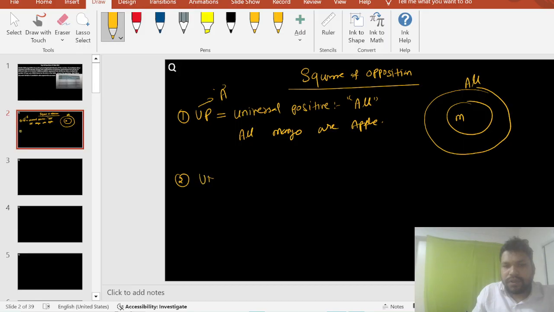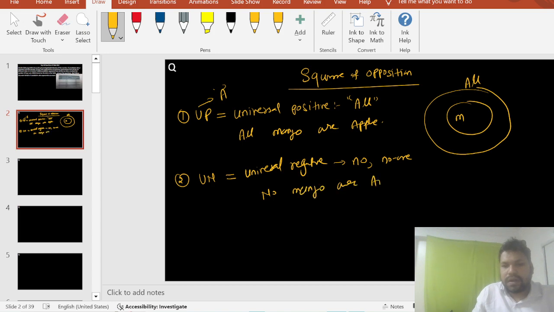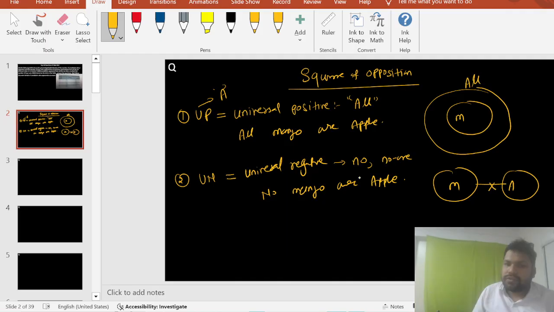Second, it's a universal negative. Universal negative means if the word is "no" or "no one", that type of sentence is called universal negative. So if I am saying no mango is apple, and you construct the diagram, mango is here and apple is here. So there is no relation between the mango and apple. So this is called a universal negative sentence, and this one is indicated by E.